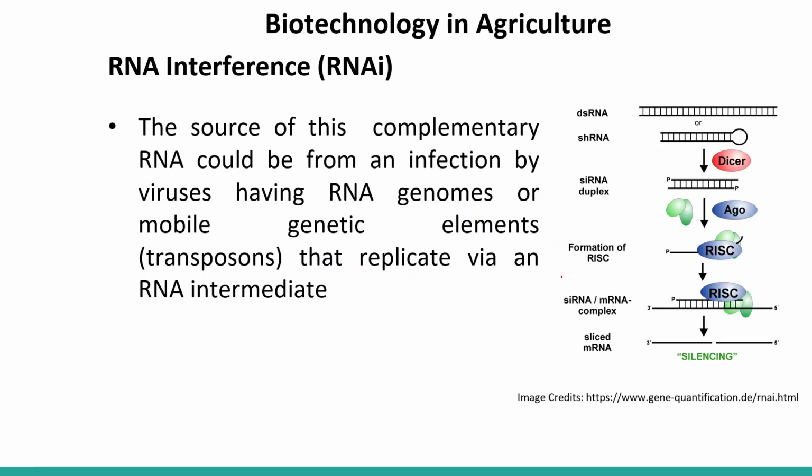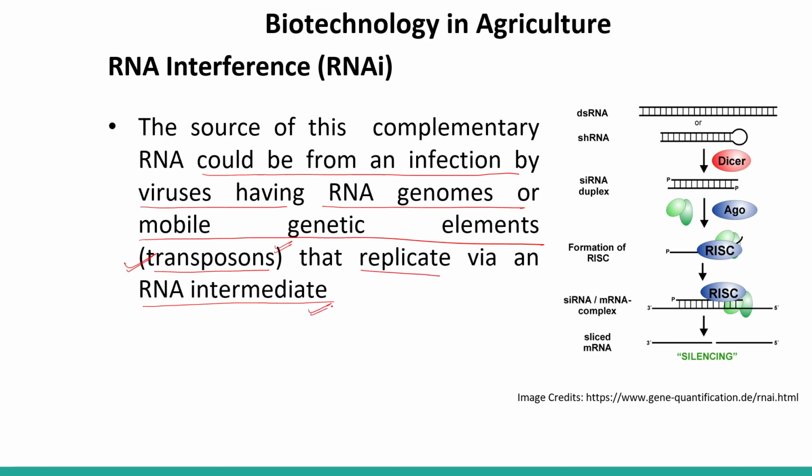So let us see the mechanism of this particular RNA interference. The source of this complementary RNA could be an infection by viruses having RNA genomes or mobile genetic elements called transposons that replicate via an RNA intermediate. Let us first understand what transposons are. Transposons are a sort of gene that jumps from one position to another in a genome, and that is why they are also called jumping genes. So RNA genome or mobile genetic elements replicate via an RNA intermediate. This RNA replicates, which means it makes its copy. Okay, and what happens after that?